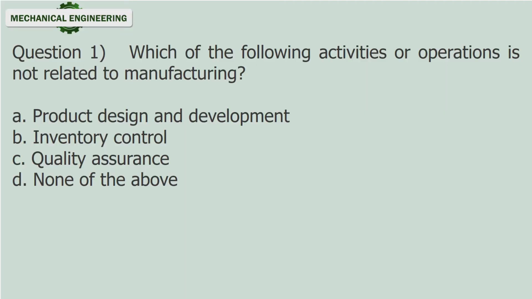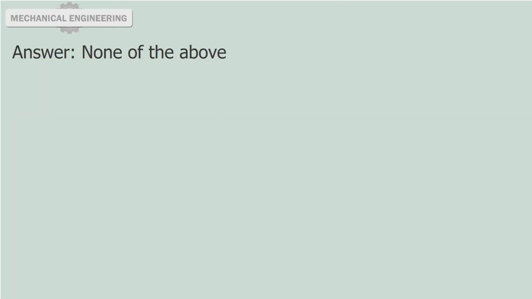Question 1. Which of the following activities or operations is not related to manufacturing? A. Product design and development. B. Inventory control. C. Quality assurance. D. None of the above. Answer: none of the above.